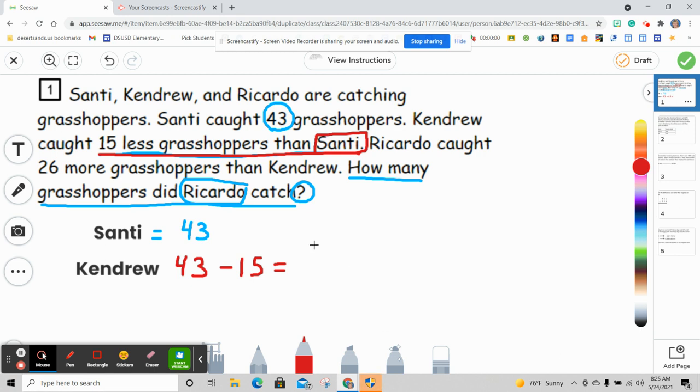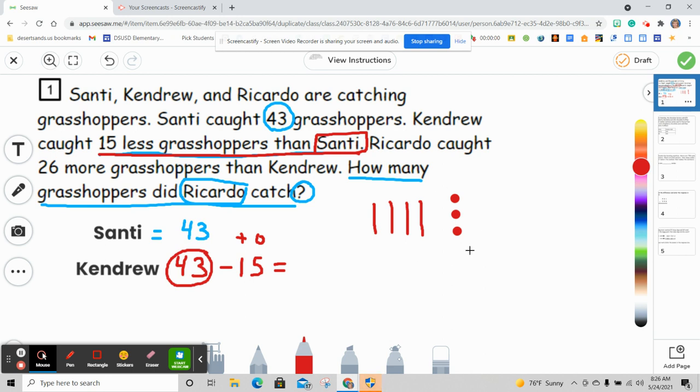So I'm going to do my picture. I have 43. That means I have 1 ten, 2 tens, 3 tens, 4 tens, and then I have 3 ones. 1, 2, and 3. Now I need to take away 15. That means I need to take away 1 ten and 5 ones. So this is the number I started with. This is where I started. And now I take away the 15 to find out what Kendra's number is.